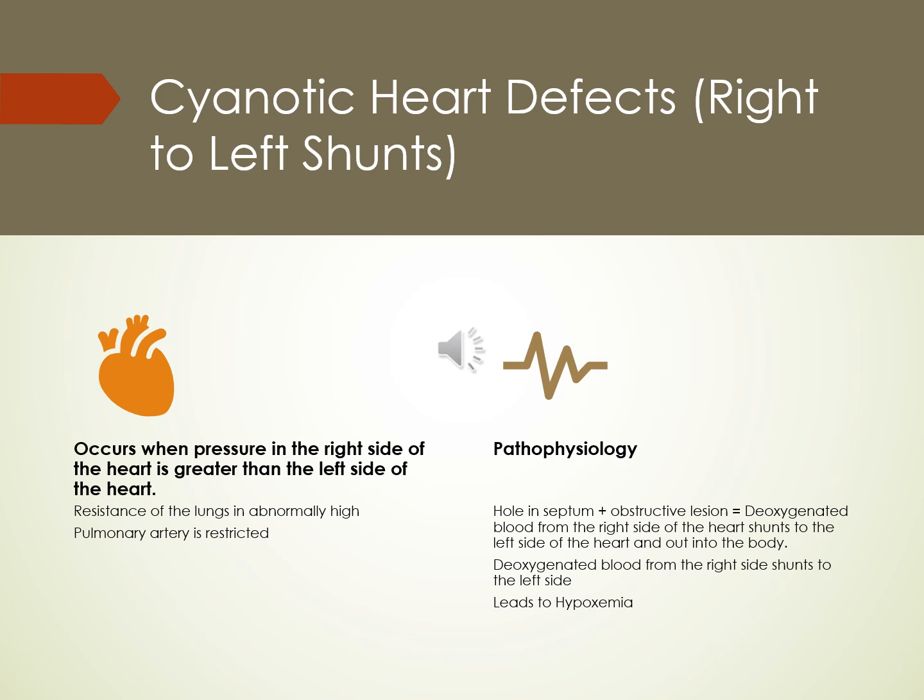This is going to occur when the pressure on the right side of the heart is greater than the left side of the heart. You have the resistance of the lungs abnormally high, and that's going to cause an increase in your pulmonary pressure. And then your pulmonary artery is restricted. That's called pulmonary stenosis. As far as pathophysiology, you'll see that deoxygenated blood from the right side of the heart shunts to the left side and out into the body. And this can lead to hypoxemia.